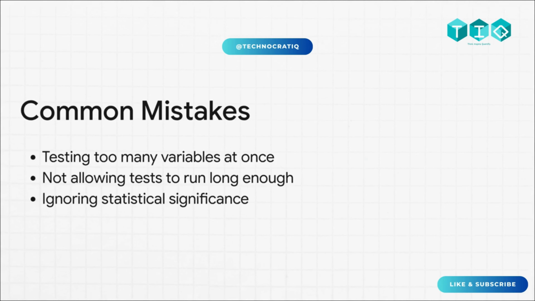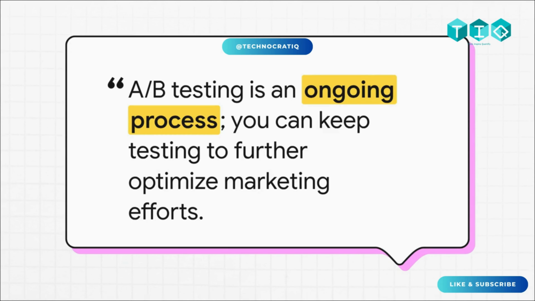Second, ending a test too early. You might be acting on a fluke, not a real pattern. And finally, ignoring something called statistical significance. That's a fancy way of saying you need to be sure your result is a real trend, not just random chance. And all of this brings us to what I think is the most important takeaway here.